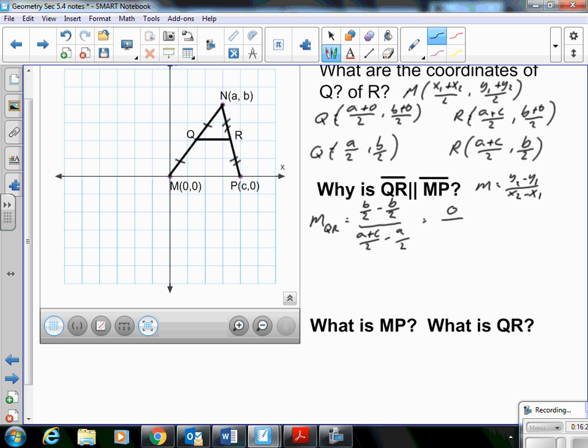A plus c over 2 minus a over 2, since they're both common denominators, is a plus c minus a over 2, which technically would just be the a's canceling out. 0 over c over 2. It really doesn't matter because the top is 0. So 0 divided by anything is 0.